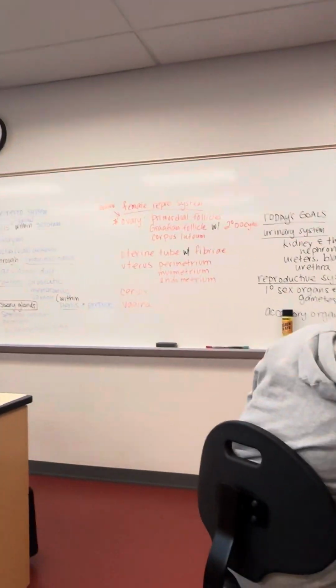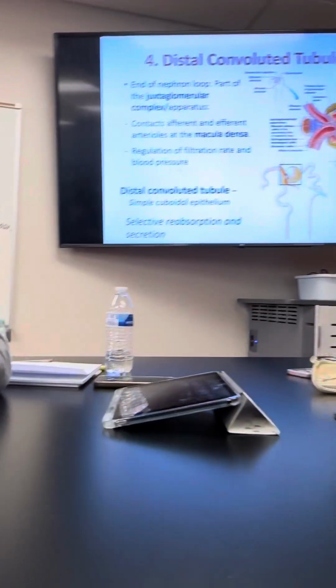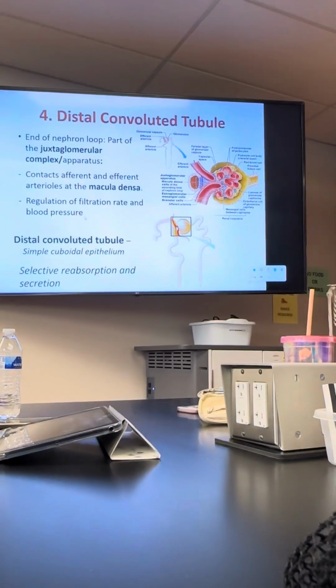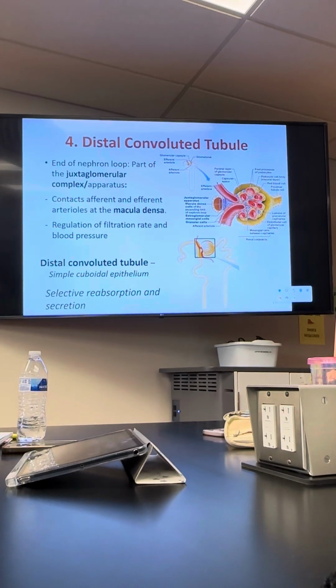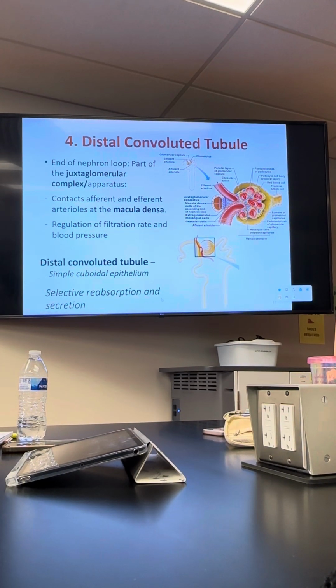So the juxtaglomerular apparatus, function-wise, in summary, regulates filtration rate and blood pressure. That's all. Okay. For all that, because I know that was the whole thing. Thank you.